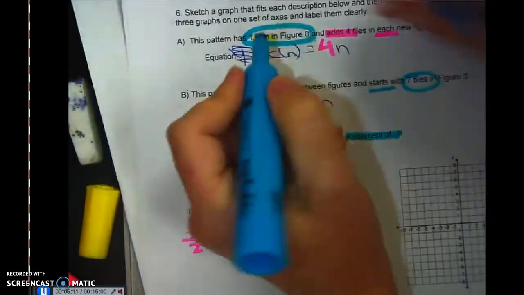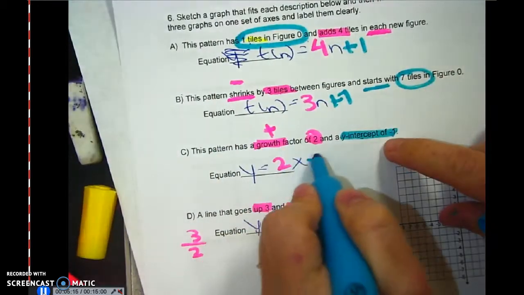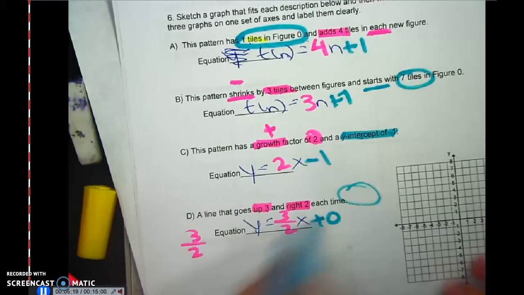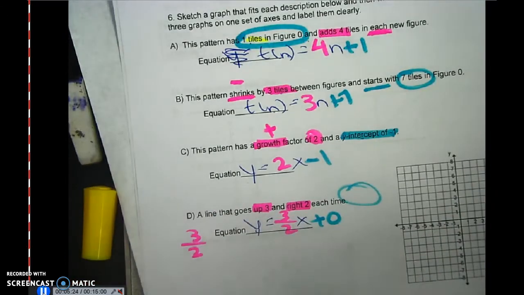And then my start here, plus 1. My start here, plus 7. My start here, minus 1. My start here, I don't have 1, plus 0. Okay. Now what we need to do is graph them.